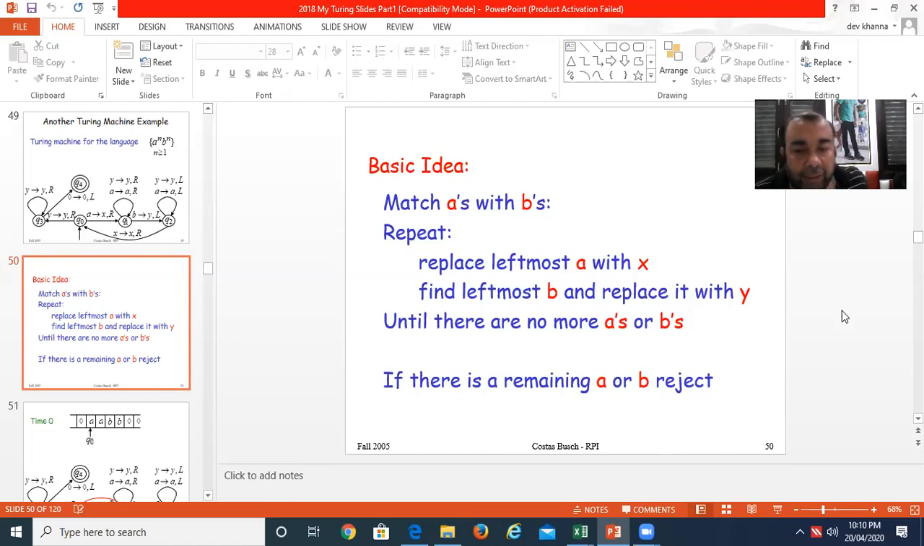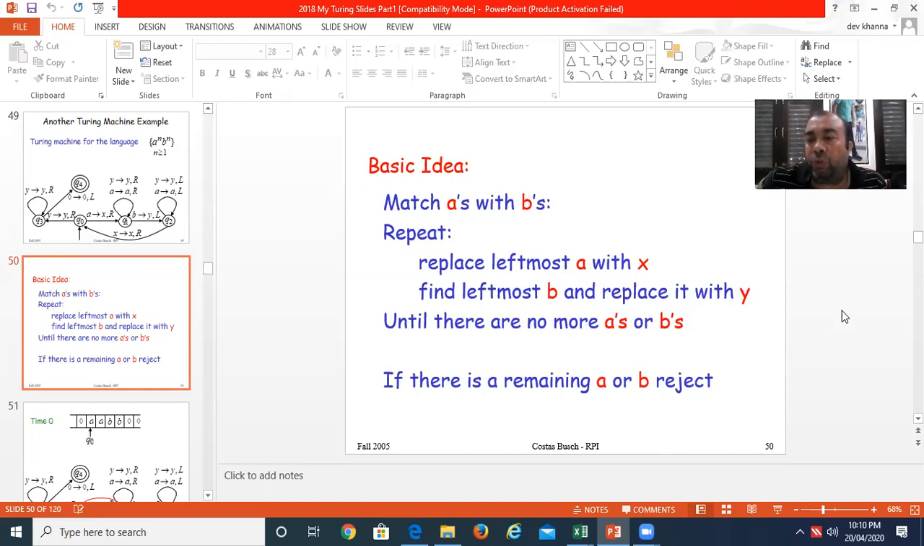So what it says is replace the leftmost a with x, and find the leftmost b and replace it with y. Okay, so let us take an example.